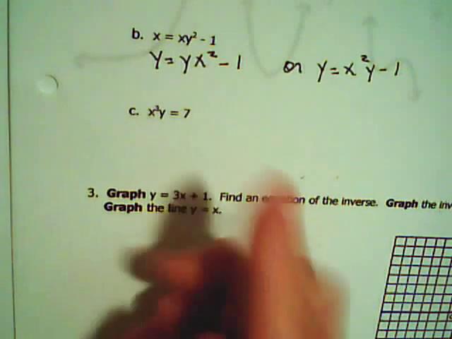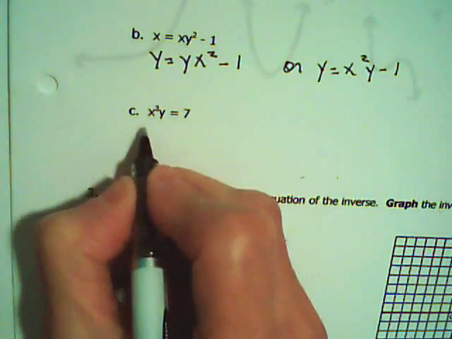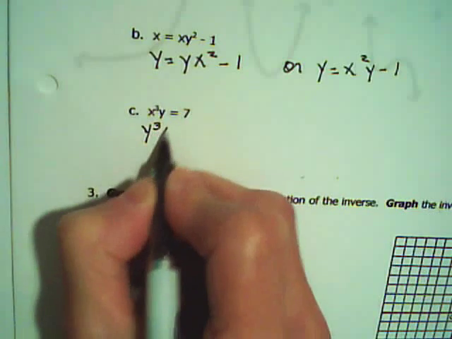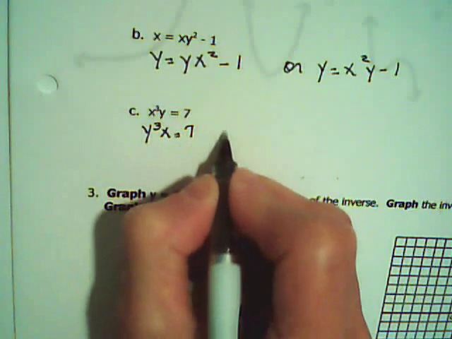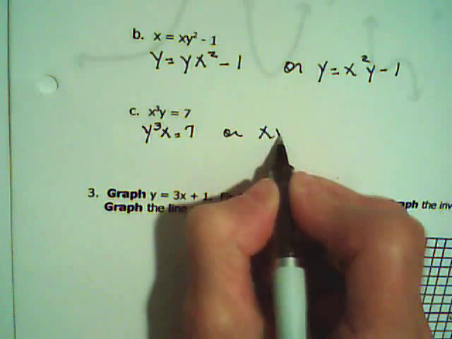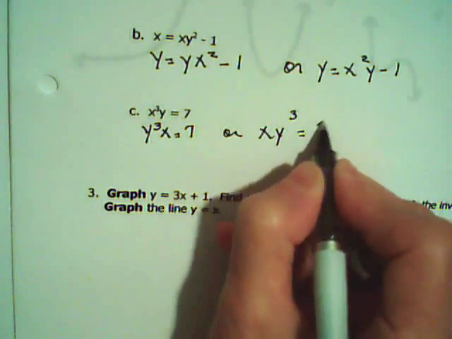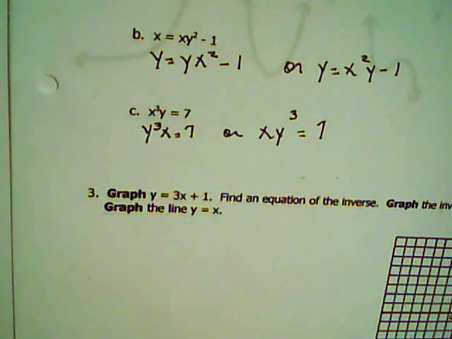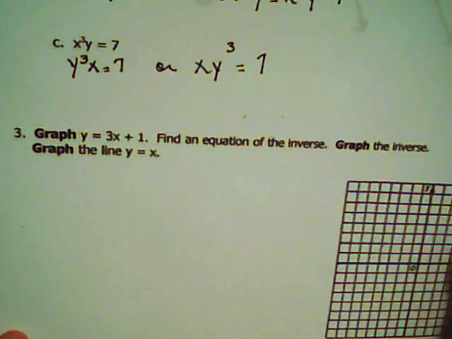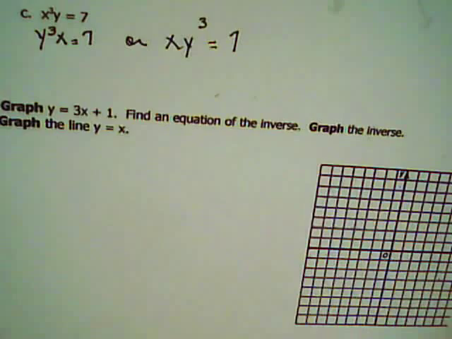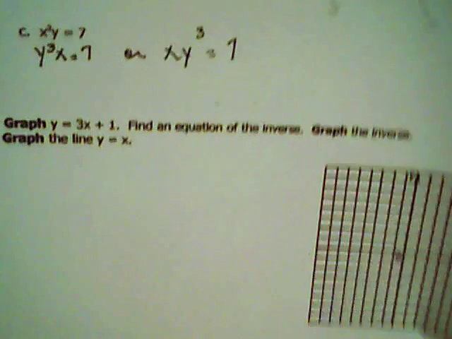Problem C, x cubed y equals 7. Let's interchange. We'll have y cubed x equals 7. Or you can rewrite it as x y cubed equals 7. Again, to find an inverse relation, you're simply interchanging x and y. Now, as we look at problem number 3, this one deals with a graph.